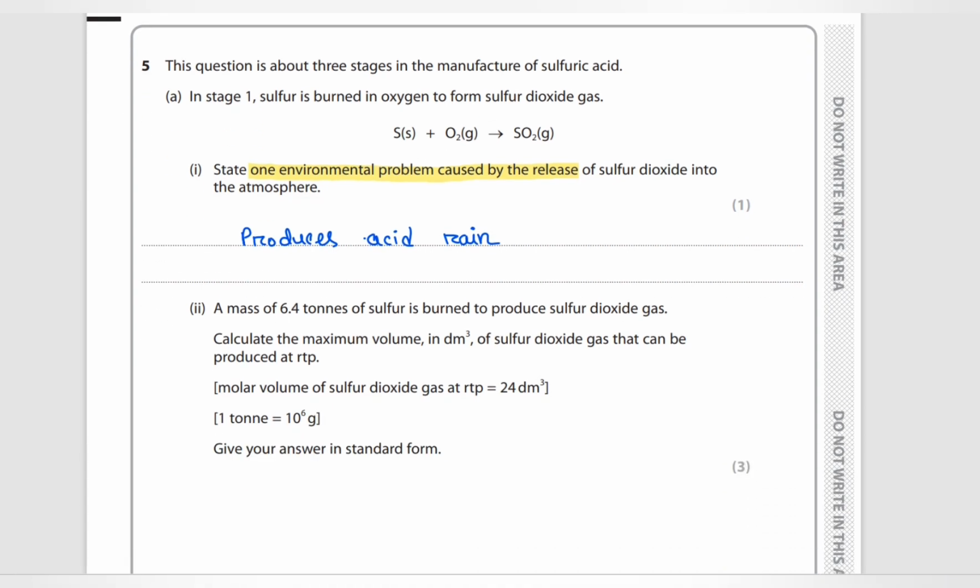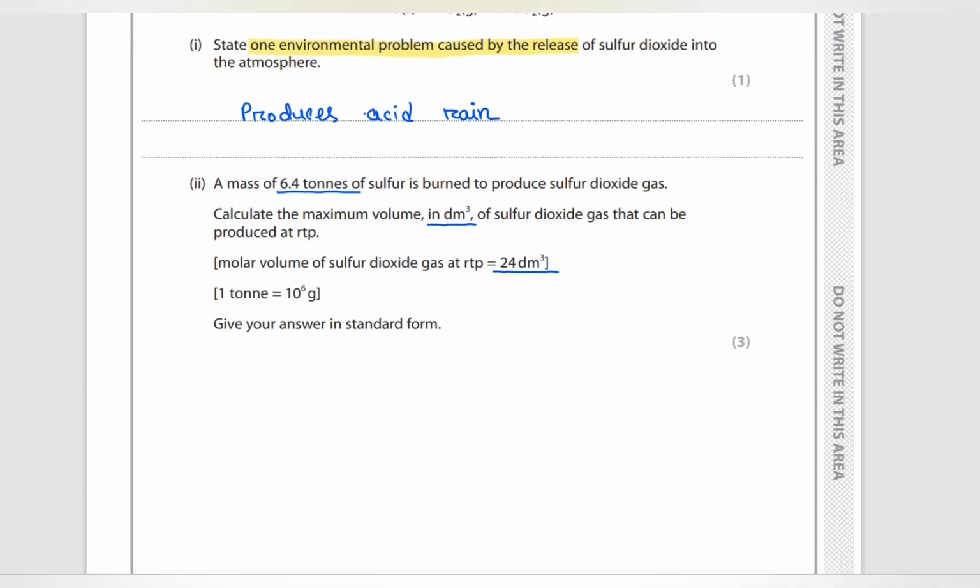Part 2, a mass of 6.4 tons of sulfur is burned to produce sulfur dioxide gas. Calculate the maximum volume in decimeter cube of sulfur dioxide gas that can be produced at room temperature and pressure. Molar volume of sulfur dioxide gas at RTP is 24 decimeter cube, and 1 ton is equal to 10 to the power 6 gram. Give your answer in standard form. So we are required to find the volume of gas evolved when burning 6.4 tons of sulfur to produce sulfur dioxide. At first we need to convert the mass from tons to gram, using the unitary method.